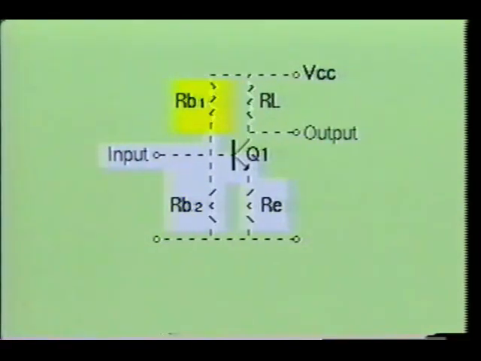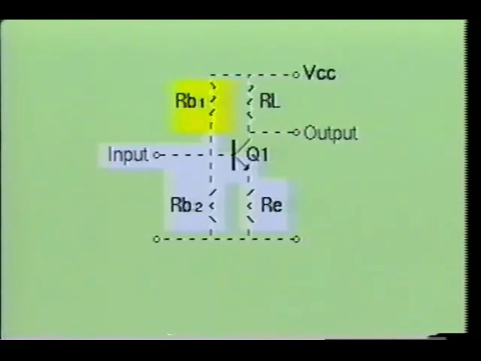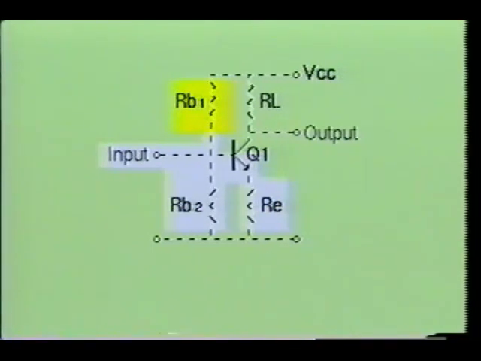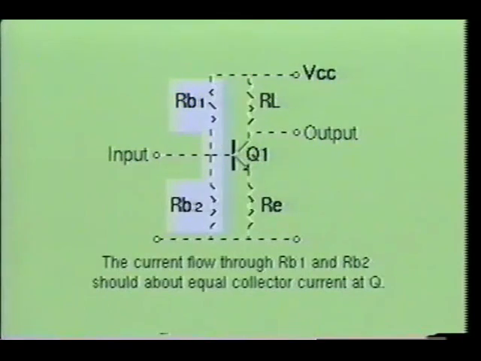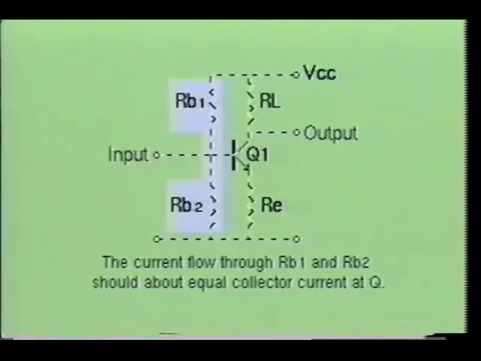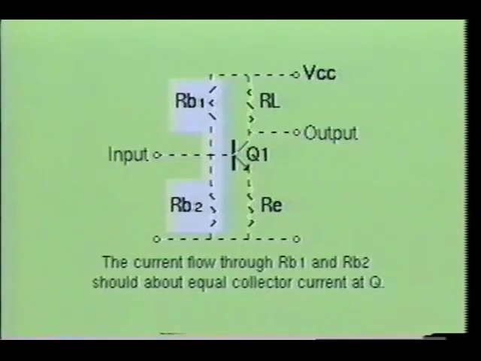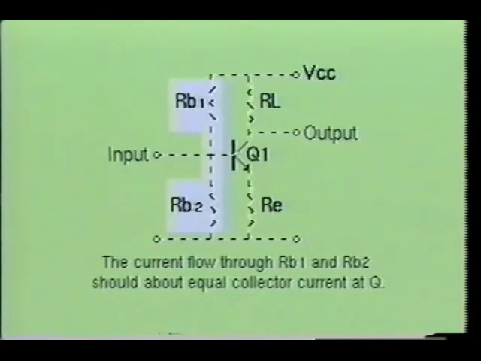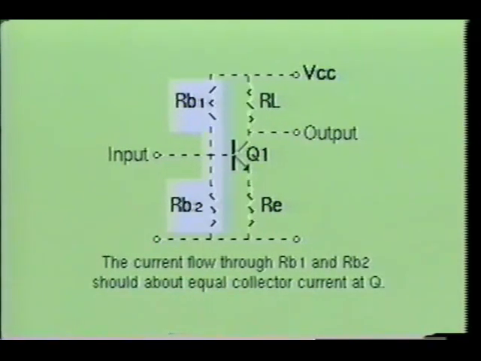The current flow through RB1 will be the sum of the base current and the current flow through RB2. Remember, as the circuit amplifies the input signal, the base current must change. The base current, therefore, must be small when compared to the voltage divider current in order to prevent changes in the voltage drop developed across RB2. This is accomplished by choosing RB1 and RB2 values so that the voltage divider current will approximately equal the collector current of the circuit's Q point.